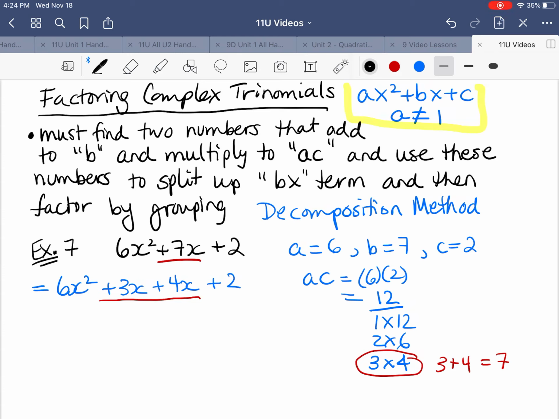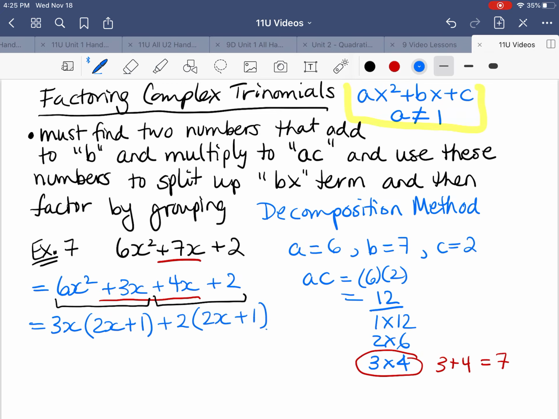Now we are going to factor by grouping. We look at our first pair of terms, 6x squared plus 3x, and then our second pair of terms, 4x plus 2, and we're going to factor each of those pairs. From 6x squared and 3x, we can common factor out a 3x, and we're left with 2x plus 1. From our second pair, we have 4x and 2. We can factor out a positive 2, and we are left with 2x plus 1.